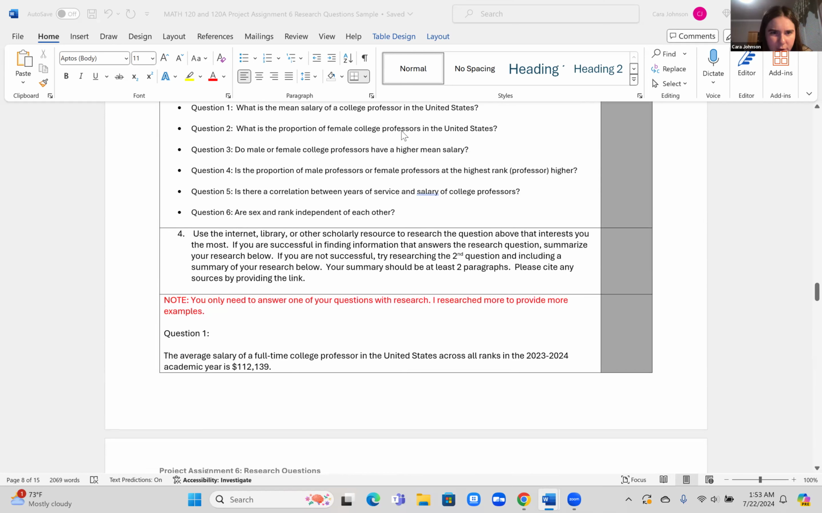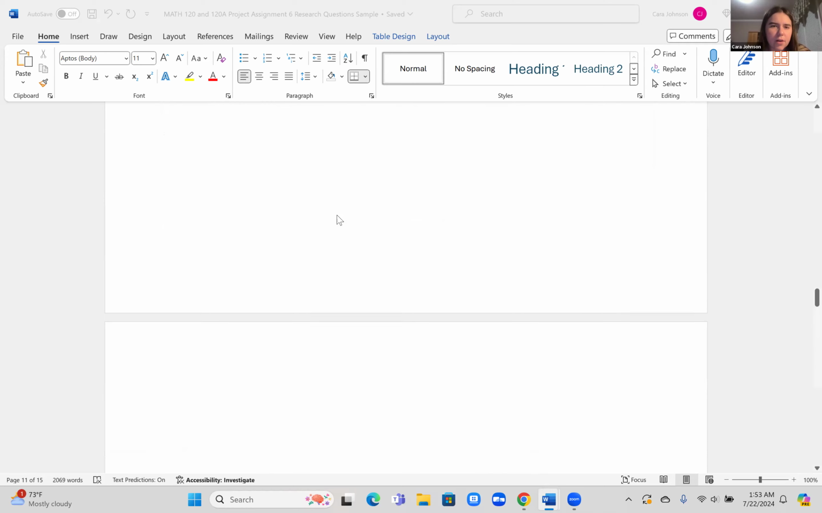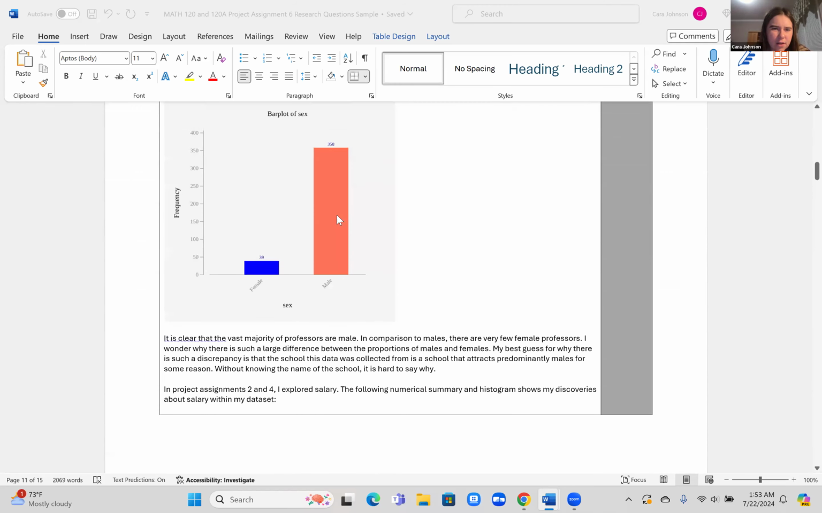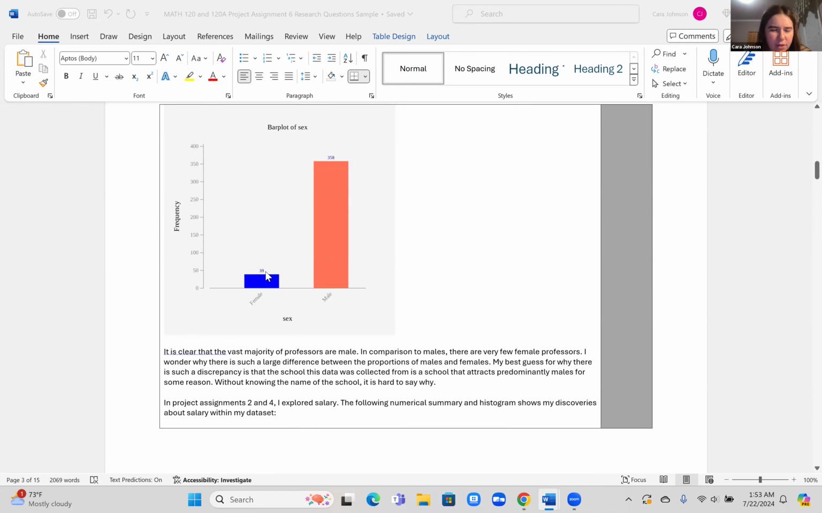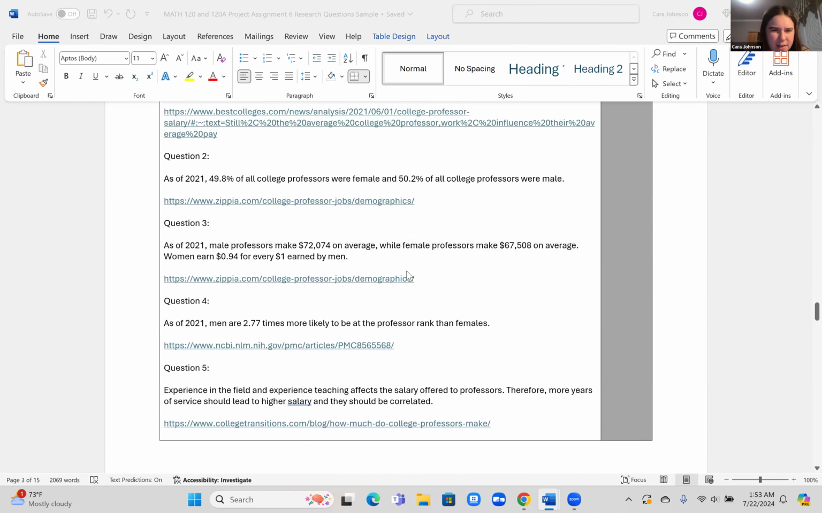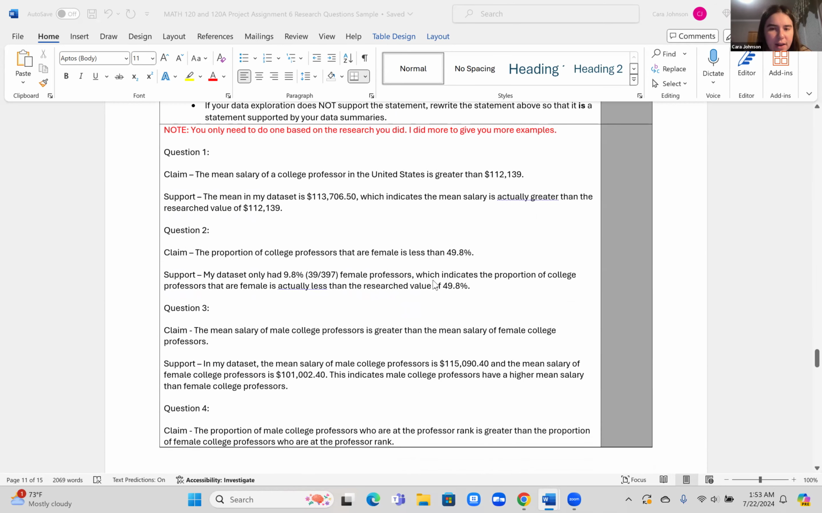And I'm dealing with this question here: what's the proportion of female college professors in the United States? So my data set only had 9.8%, or 39 out of 397. I got that from my bar graph. So my bar graph here, the total was 397, and 39 of them were female. So 39 out of 397, which is only 9.8%, were female. That indicates the proportion of college professors that are female is actually less than the research value of 49.8%.